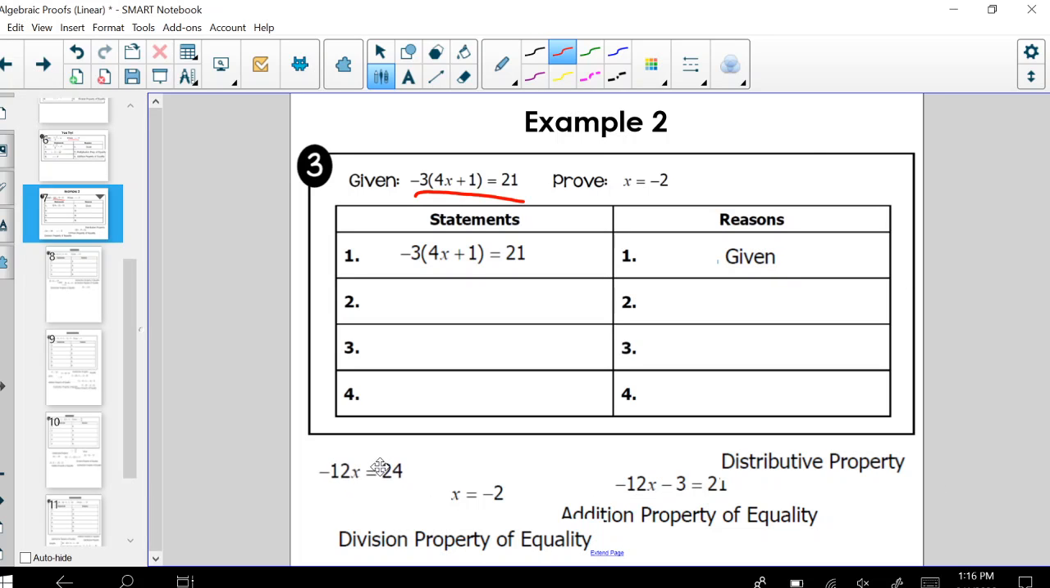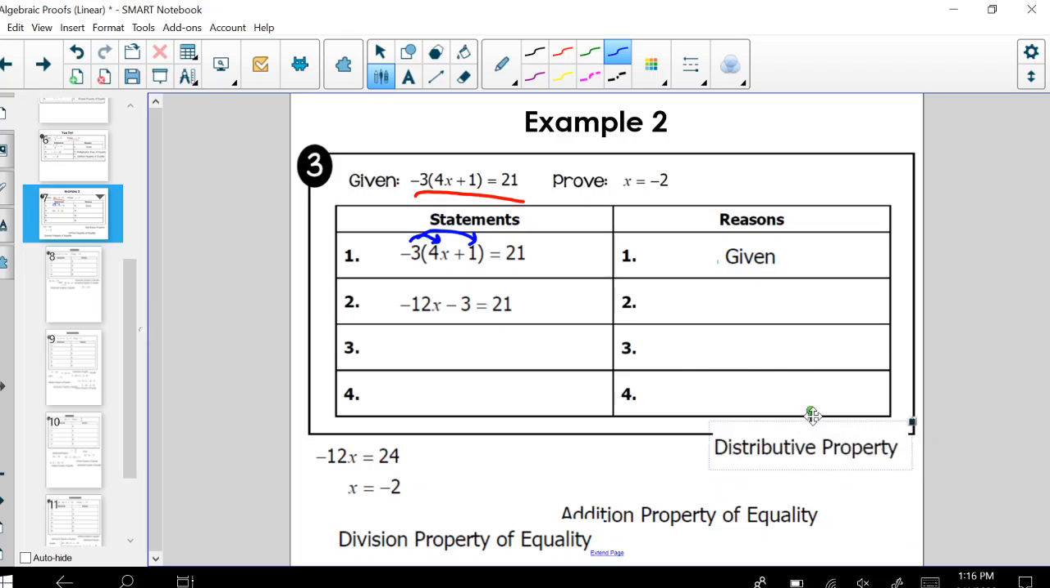Now from here, and again, we have some choices down at the bottom here. If I'm solving this, which one of these is going to come next? Well, it's going to be this one here, negative 12x minus 3 equals negative 21. So how did we get that? We had to distribute, which means that my reason or my justification is the distributive property. That's the property that I use that told me that I can multiply that negative 3 to each term inside those parentheses to simplify it.